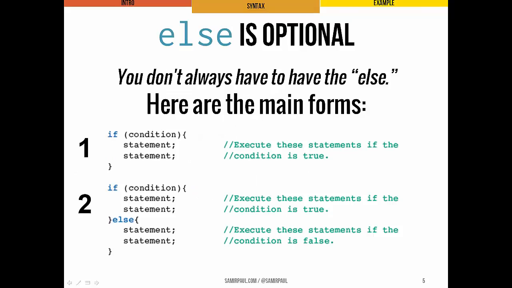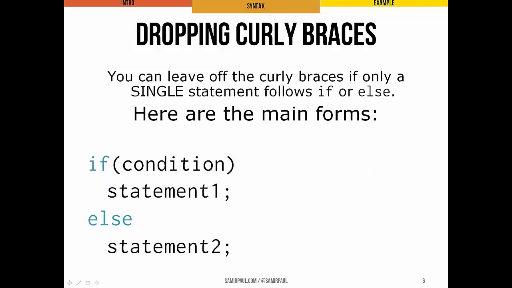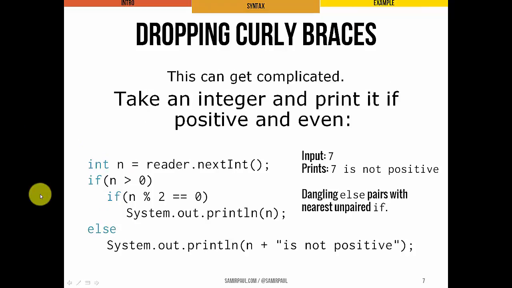Now, you don't have to have an else. You can have, as we do in this first example, just an if by itself. Likewise, you can have, as we saw on the last slide, an if and an else together. If you want, and if you only have a single statement that you're going to execute if that condition is true or if the condition is false, you can even leave off the curly braces like we have here. If this condition is true, we'll run statement 1, else we'll run statement 2. Now, this can get a little messy. Let's take a look at an example of a code snippet where things get a little hairy.